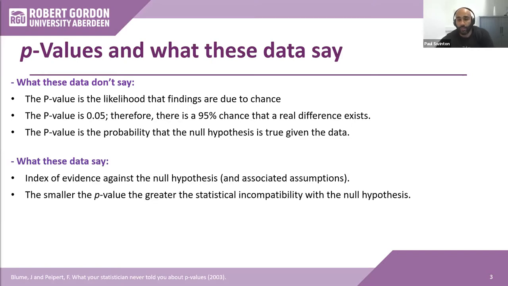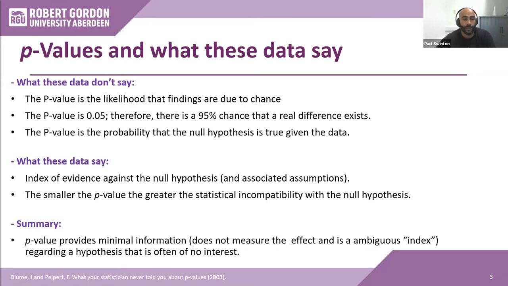Instead, all that can be said is that p-values provide a difficult, hard to understand relative index of evidence against the null hypothesis and its associated assumptions. In other words, smaller values just describe greater incompatibility. In essence, p-values provide minimal information, they're hard to interpret, and they often attack a hypothesis that's of no real interest. In kinesiology, researchers are often interested in quantifying the effect of something that we believe to exist and might be quite large, based on the experiences of, for example, athletes and practitioners. And so the null hypothesis is irrelevant.